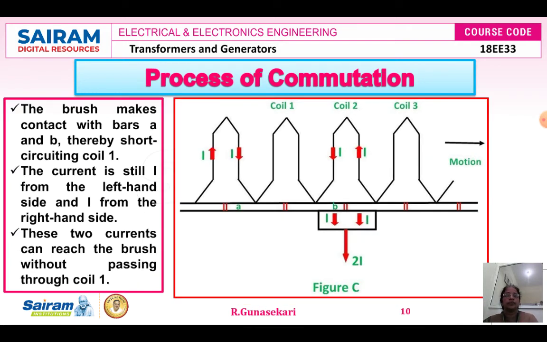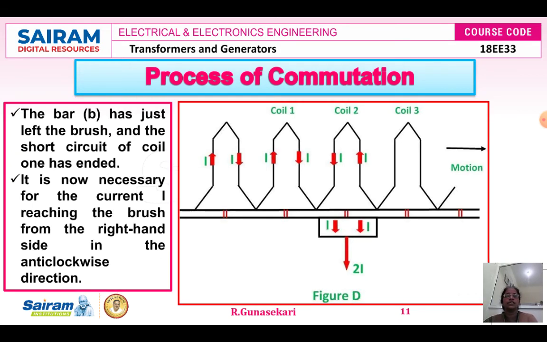The third step. In the third step, now you see the circuit diagram: coil 1, coil 2, coil 3. There is no current flowing through coil 1 and coil 3. The current flows only through coil 2. But the total current taken from the brush is 2I. That means the current in coil 1, from the left hand side to the right hand side, is I, and the other is also I. Therefore I plus I, finally we get 2I only.